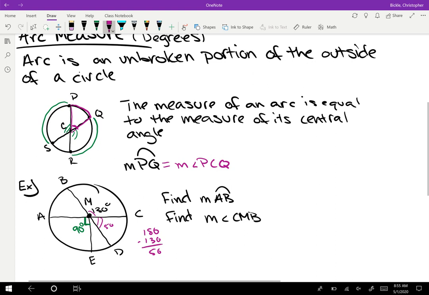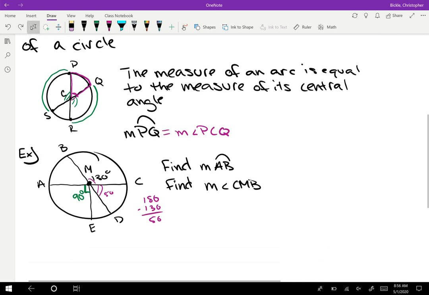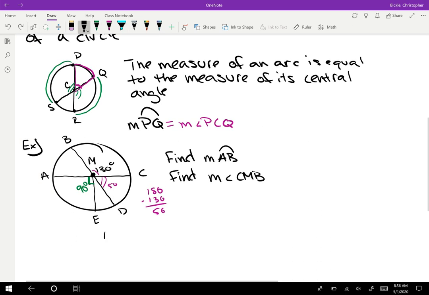Well, I also know, and I'm going to highlight again and then I'll erase it, that this is a straight line right there. So since that's a straight line, I know those angles have to add up to 180. Well, I've got 90 right here, and I've got the 50 I just found. So those two are 140, I'm sorry. If we do 180 minus 140, you get the 40 degrees that's left there.